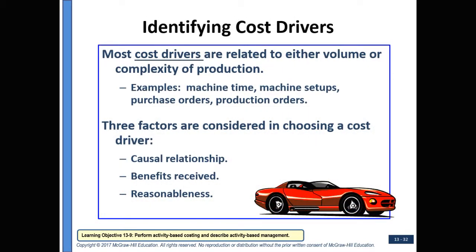Most cost drivers are related to either a volume or complexity of production. So this could be machine time, machine setups, purchase orders, production orders. These cost drivers are any variety of things that cause a resource to be consumed. Three factors are considered in choosing a cost driver. There needs to be a causal relationship, benefits received, and reasonableness.